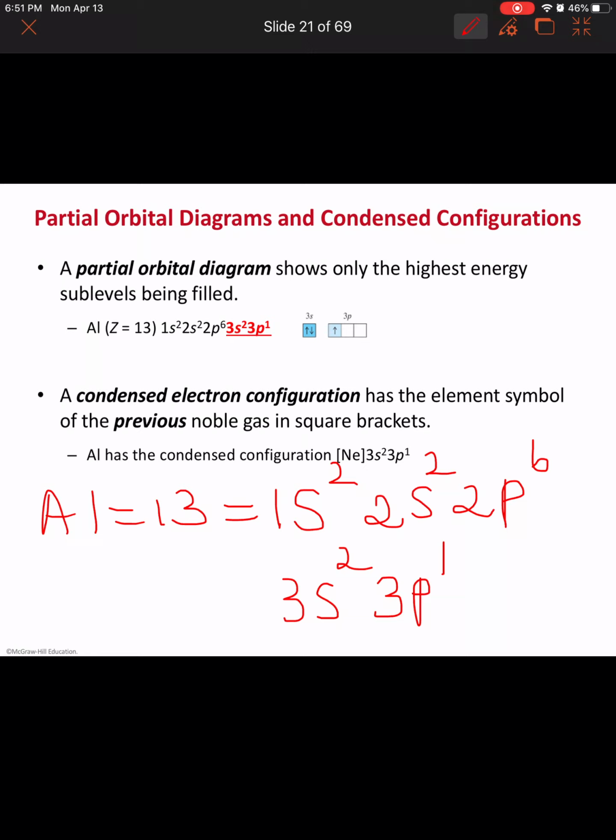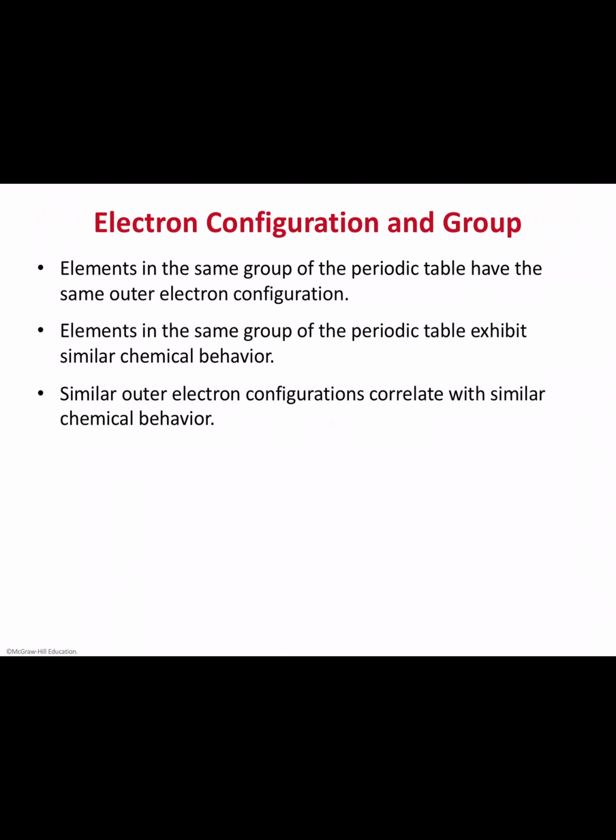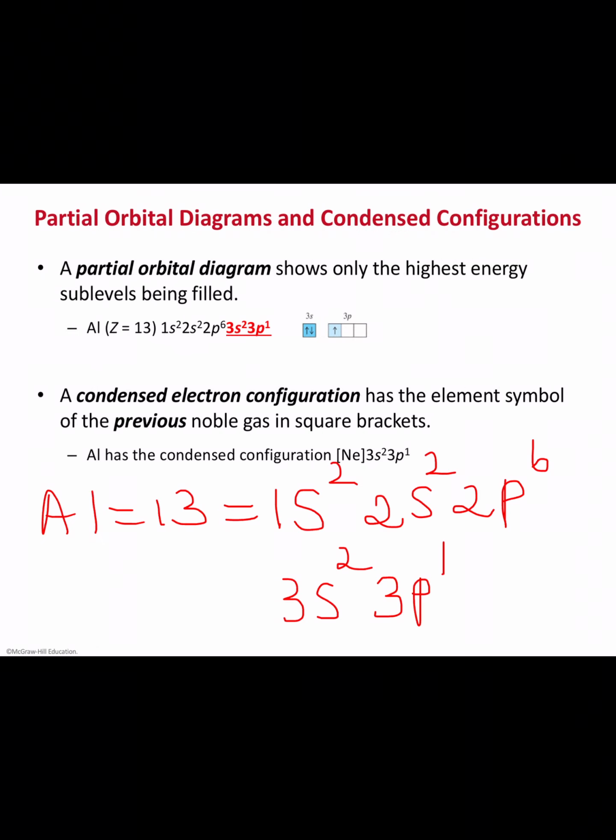Now the partial orbital diagram is where you're only showing the highest energy sublevel being filled. So in this electron configuration there are 3 energy levels. The first level is the 1s level, and then you have the second level, 2s and 2p, and then the third level, 3s and 3p.